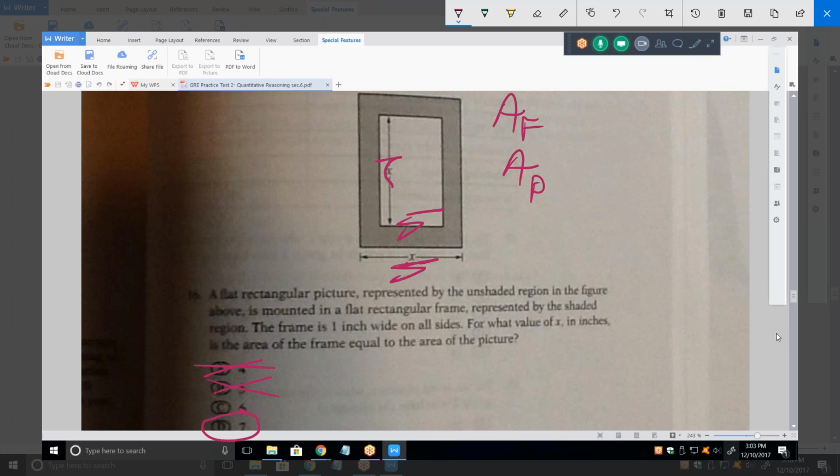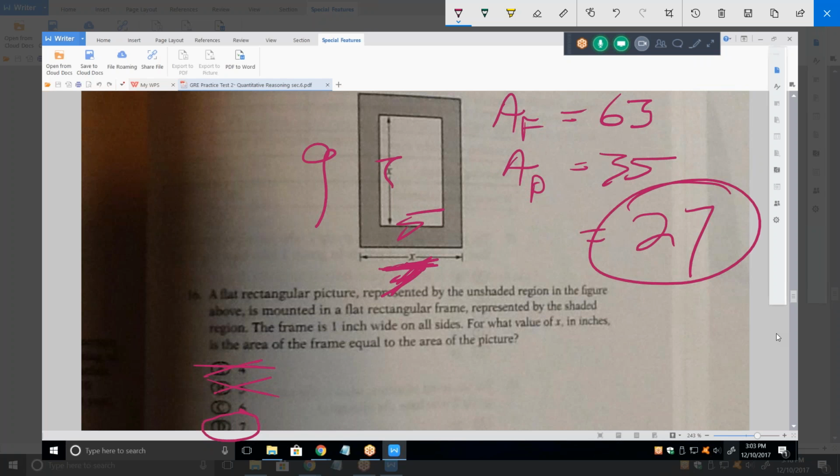Excuse me. This is 7. And this is 9. Now, the area of the frame is 63. The area of the picture is 35. The difference is 27. Something's wrong. 7 times 9... 28. 28.